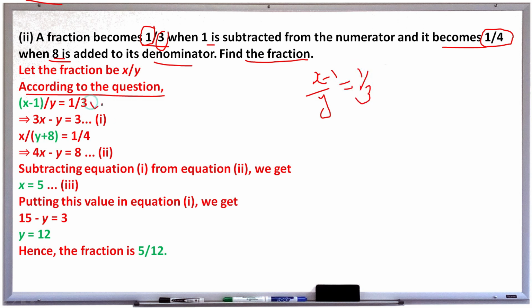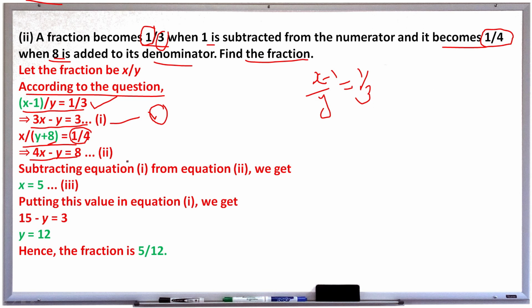Simplifying the equation, cross multiply and do the needful, you will get 3x minus y is equal to 3. This is equation number 1. Second condition, when 8 is added to the denominator, the value becomes 1 by 4. Simplifying using cross multiply, you will get 4x minus y is equal to 8.